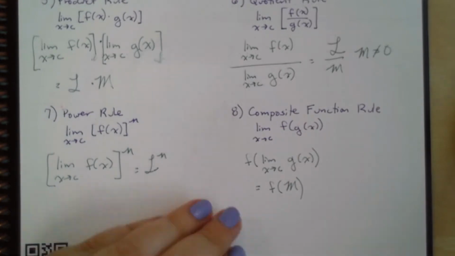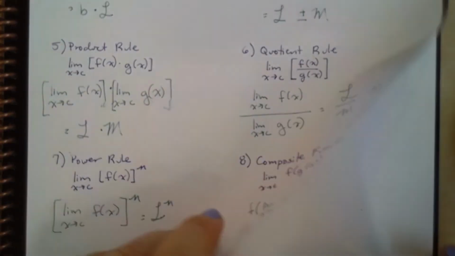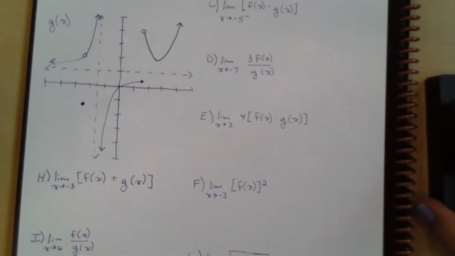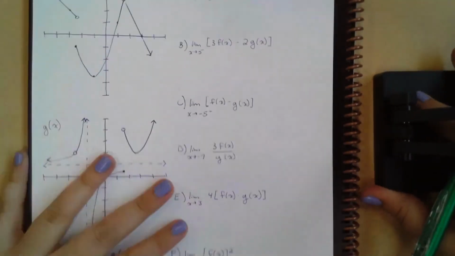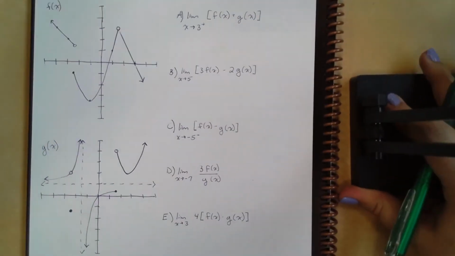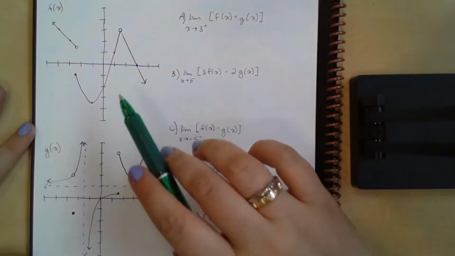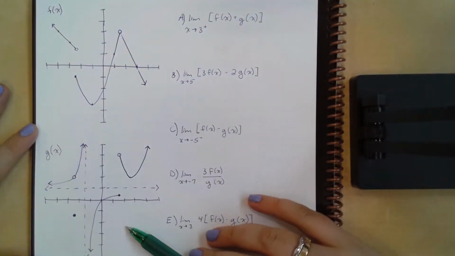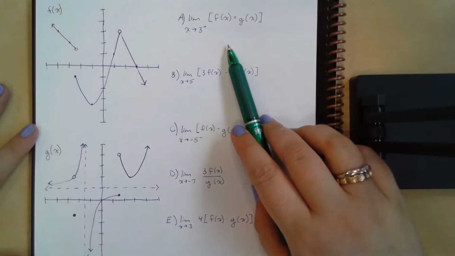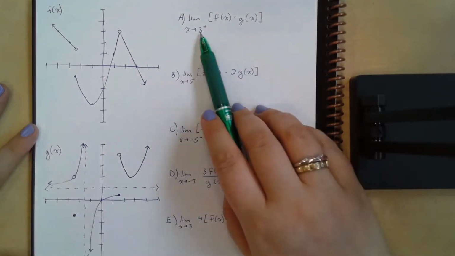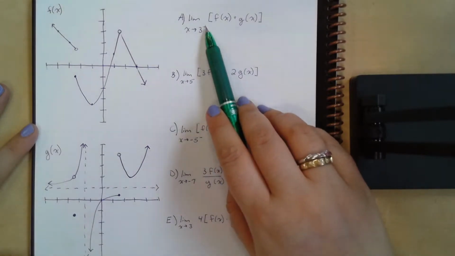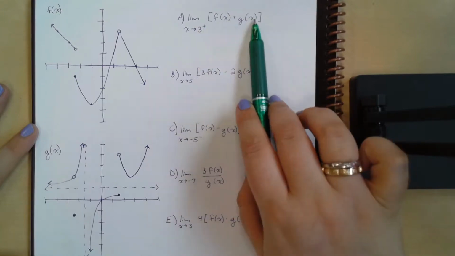All right, so let's go through some of these. Let's take a look at our graphs here. I'm going to have to zoom out for this because I've got a lot on this page, so hopefully you can follow along. Here we've got a graph of f of x and a graph of g of x. And we're asked here to find the limit as x approaches 3 from the right, remember that positive sign means from the right, of f of x plus g of x.